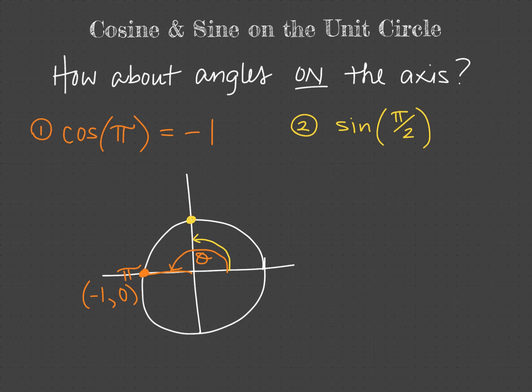In a similar way, to find the sine of pi over 2, pi over 2 is halfway to pi. It's right here. The sine is the y-coordinate. If we think about the coordinates of pi over 2, we have moved 0 units left or right, but 1 unit up because we're on the unit circle. And so the coordinates at pi over 2 are 0, 1. Therefore, the sine of pi over 2 is 1.